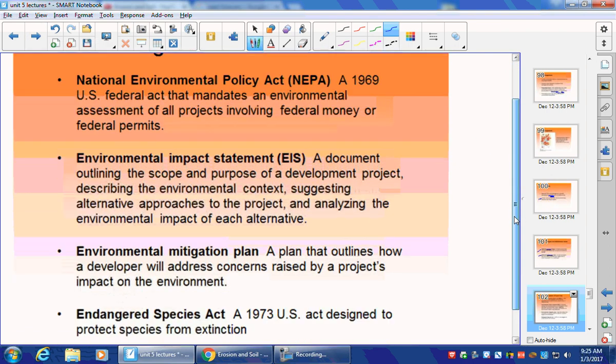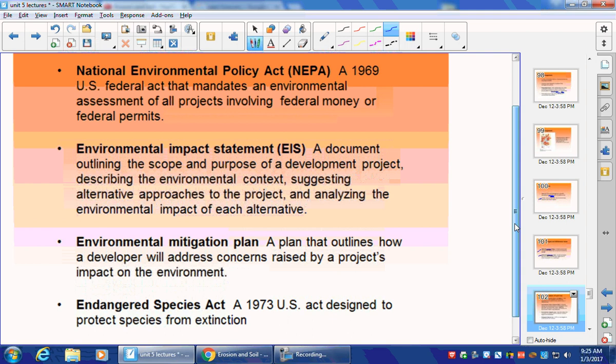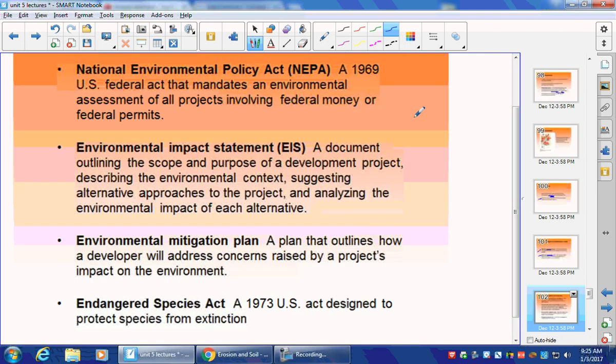Here are some acts that you may want to know. These are things that you want to quote when you're doing FRQs. Enforce the laws on the books, that sort of thing. So pause this and take a look at that if you need to.